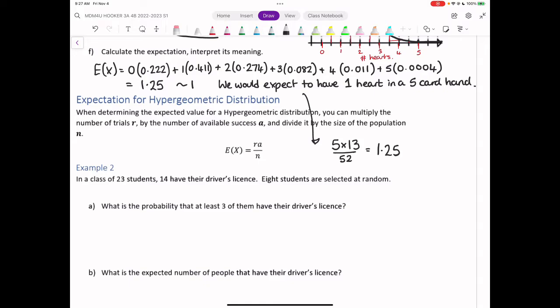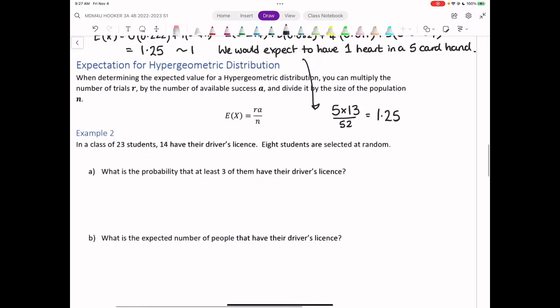Okay, so in a class of 23 students, 14 have their driver's license, 8 students are selected at random. So how would you know to use this hypergeometric distribution or to use the geometric distribution? Well, in this one, 8 students are selected. That's selecting without replacement, which means it's dependent.